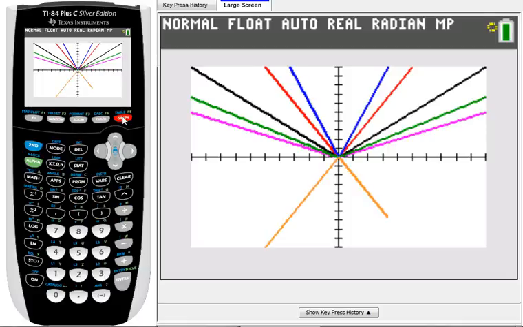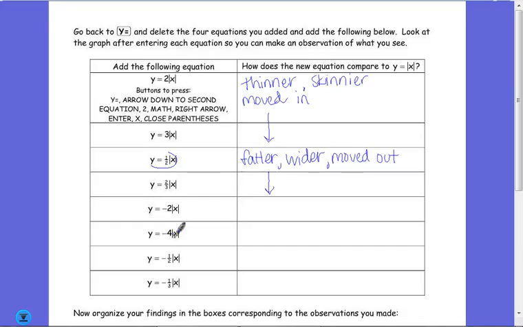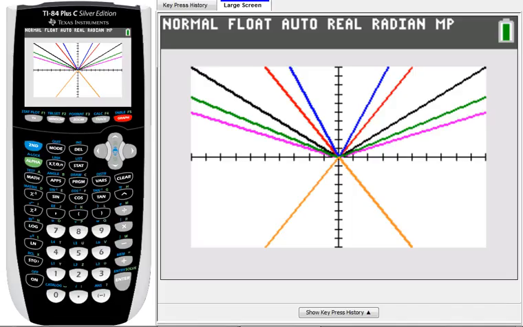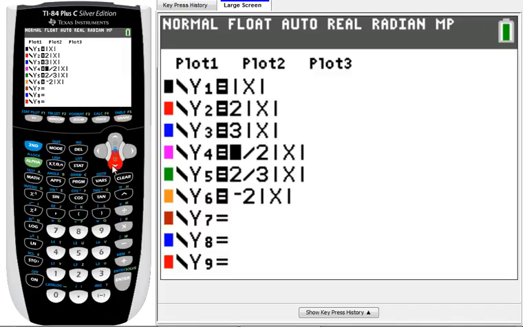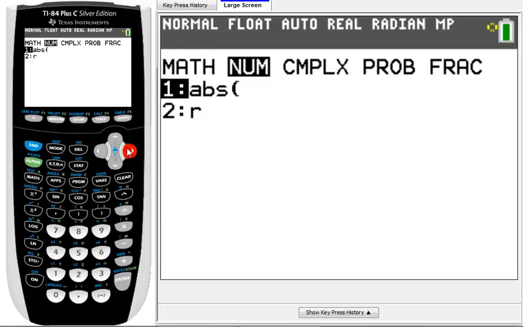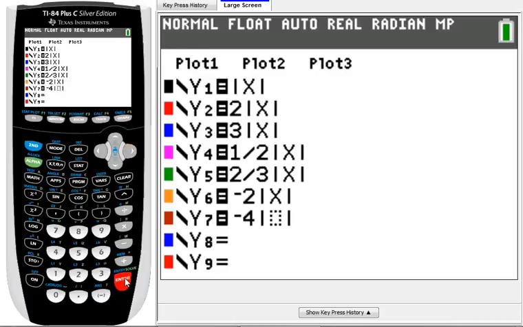And there is your next graph. What is the most obvious difference you notice? Okay, write that down. Let's look at the next one. We're looking at a -4. So y equals, come down to that next blank, -4, math, arrow over, hit enter, put in x.